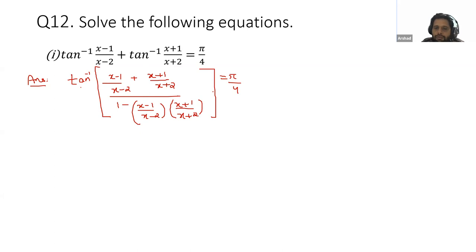Then you need to find the value of x. So please try to solve it. Tell me the value of x. Then we will decide whether the solution is correct or not. And let me know if anyone has a doubt on this.